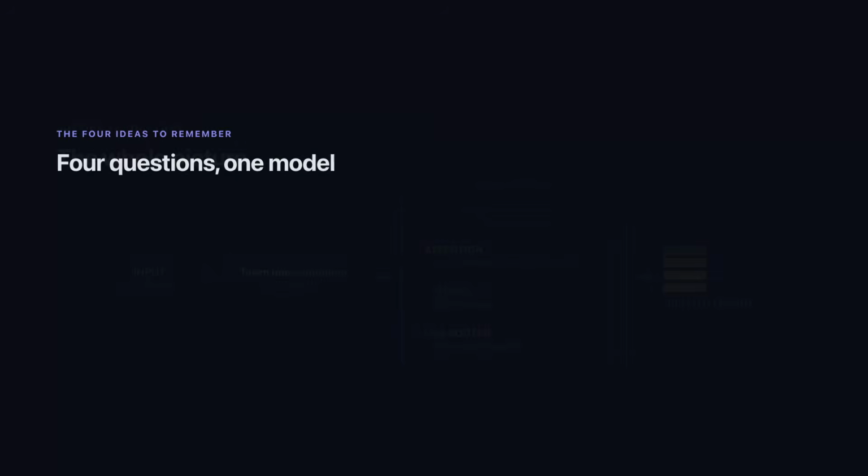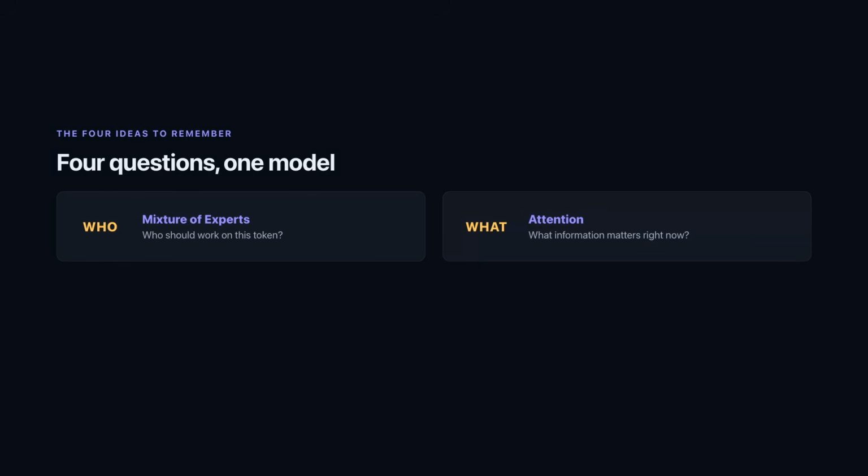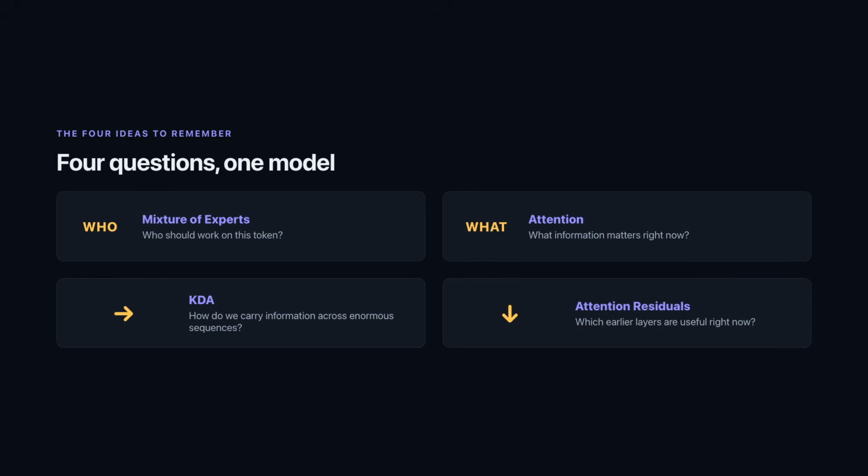So tomorrow, if somebody asks what's interesting about Kimi K3's architecture, you don't need to remember every technical term. Remember 4 questions. Mixture of experts asks, who should work on this token? Attention asks, what information matters right now? KDA asks, how do we carry information efficiently across enormous sequences? And attention residuals ask, which earlier layer representations are useful right now?